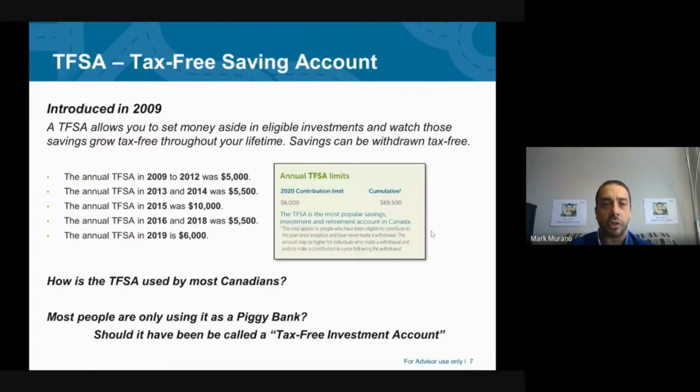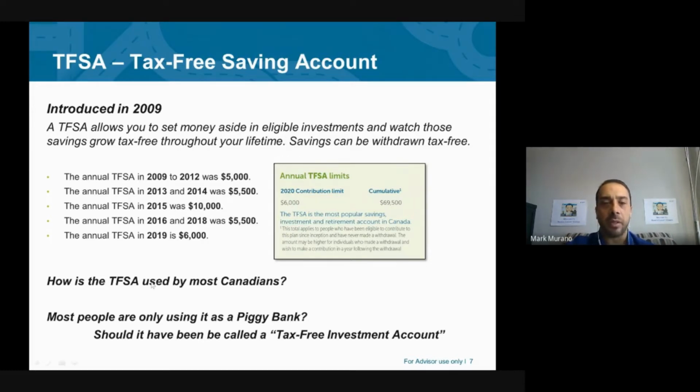So just a little bit of history. TFSA was introduced in 2009. It allows us to set aside money in eligible investments to watch the savings grow tax-free throughout your lifetime. Anything invested in a TFSA in the eligible investments grows tax-free and can be withdrawn tax-free.